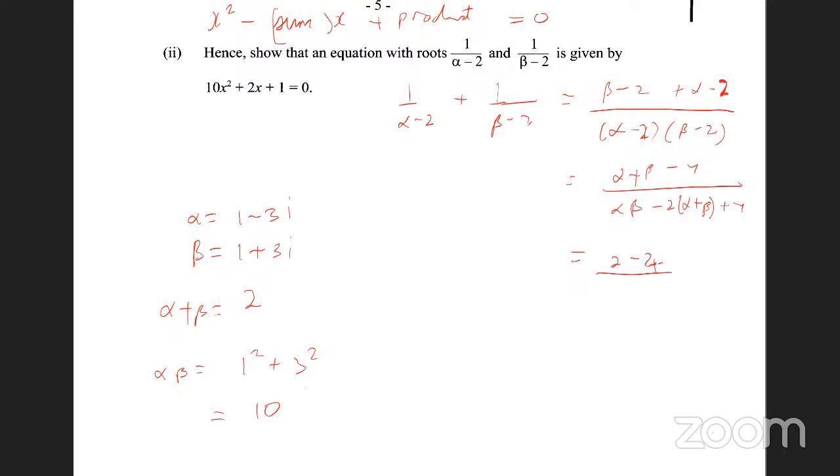And underneath will be alpha beta, which is 10, minus 2 by 2, plus 4. So that'll be minus 2 over 10. Anybody got that? Minus 1/5. So the sum of the roots. Anybody get that for the sum of the roots? Minus 1/5.